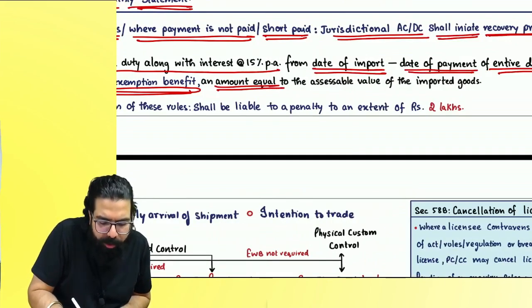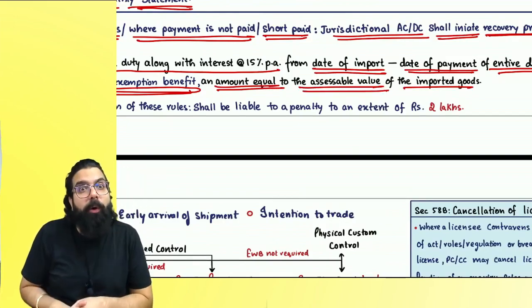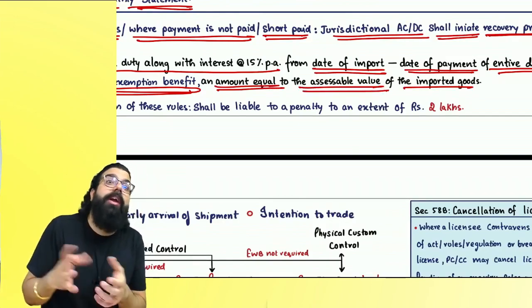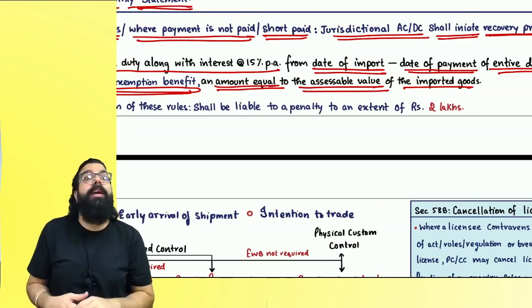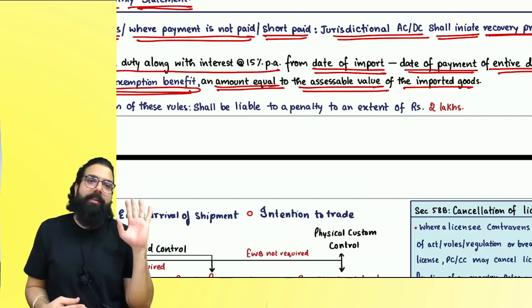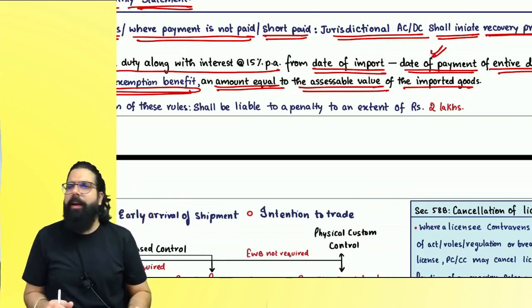You have to pay an amount equal to the assessable value of the imported goods. What goods you had imported, what was the assessable value, the transaction value or the tariff value of the goods, that amount you have to pay if you do the violation. Generally, it is number one only. Number two is very rare. Can I go ahead, everyone?